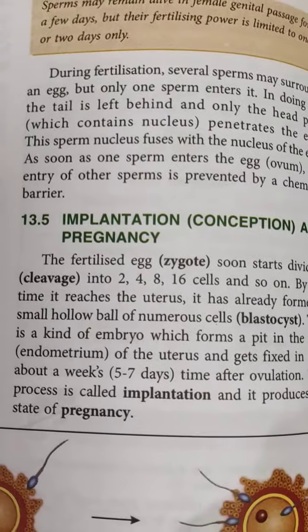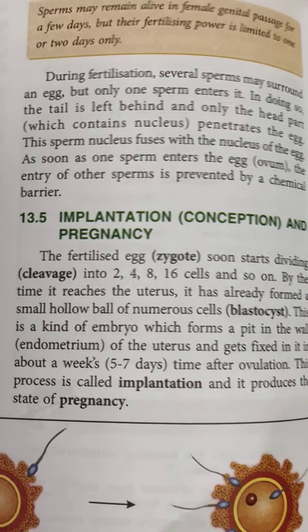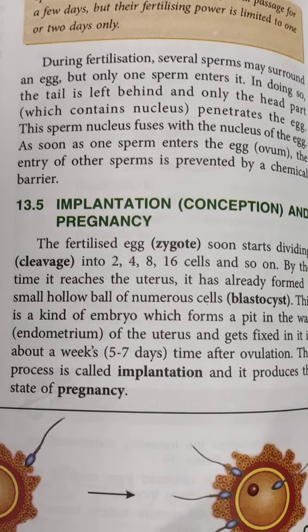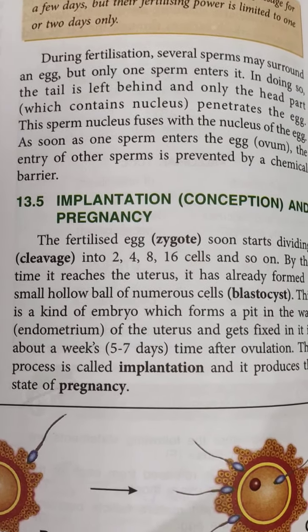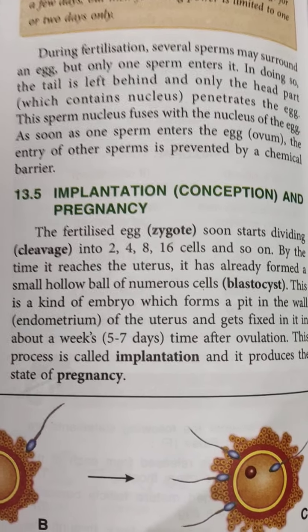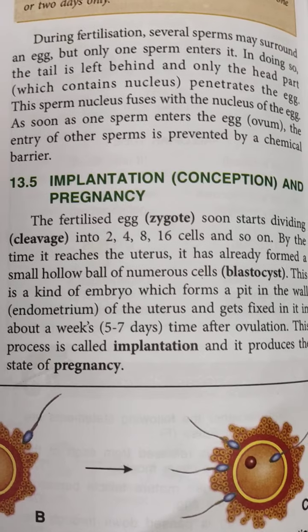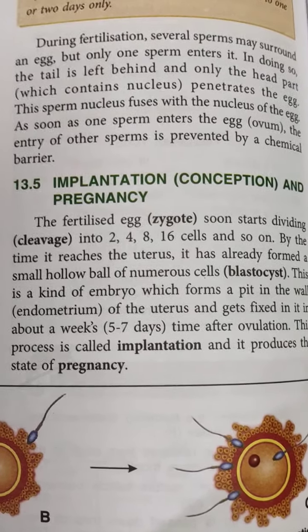Okay. Now during fertilization, several sperms may surround an egg, but only one sperm will enter it. In doing so, the tail is left behind and only the head part penetrates the egg. Now, as soon as one sperm enters the egg, the entry of other sperms is prevented by a chemical barrier. Okay? So, this is the concept of fertilization.